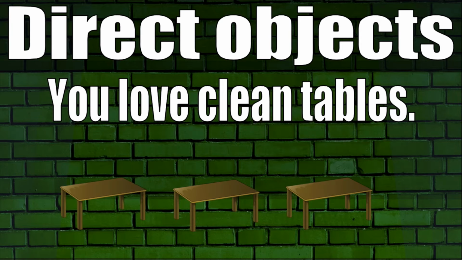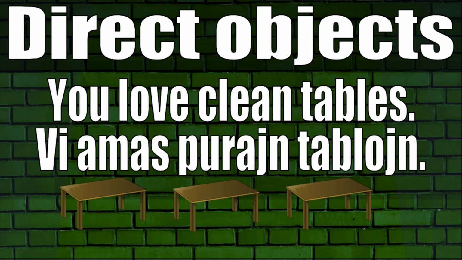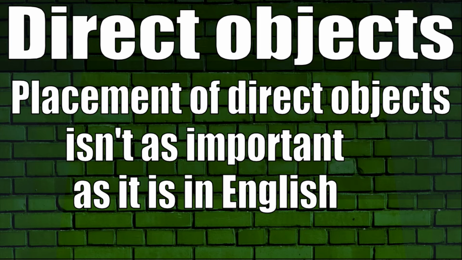How would we say, you love clean tables? Vi amas purajn tablojn. In Esperanto, since the direct object is indicated with an ending rather than word order, we have a lot more freedom to move words around in a sentence than we do in English. Let me show you what I mean. If we wanted to say, I love you in Esperanto, there are 6 ways we can arrange the sentence, and it'll still have the exact same meaning.